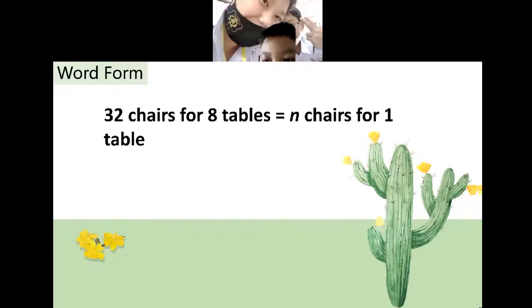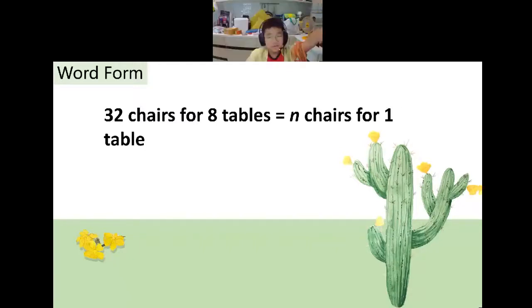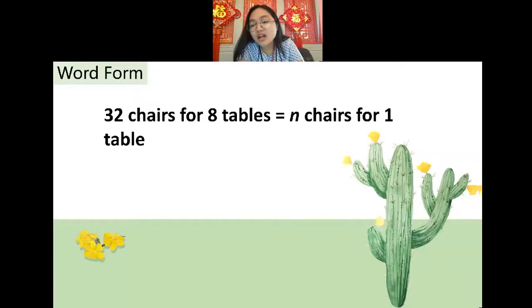Okay, what is your answer? Four. And it's four. No. The four. That's the colon form, the ratio form. Not the answer, not the term N. You have to do it first in numerical form.